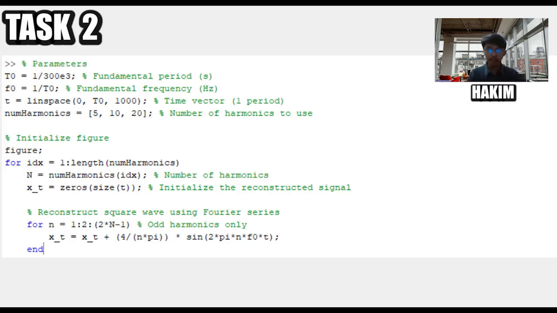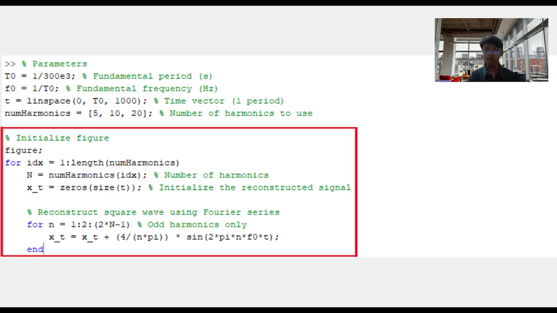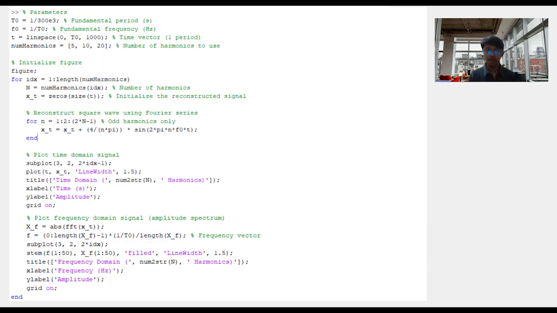So we can see that what the code does is create a square wave. The goal is to build a square wave, a signal that switches between two levels, using a mathematical method called Fourier series. Using harmonics to create the square wave, the code adds multiple sine waves which are called harmonics. Only the odd harmonics such as first, third, fifth are used.